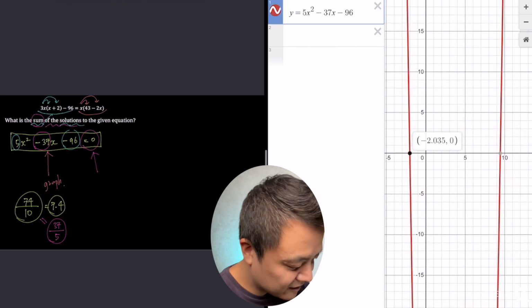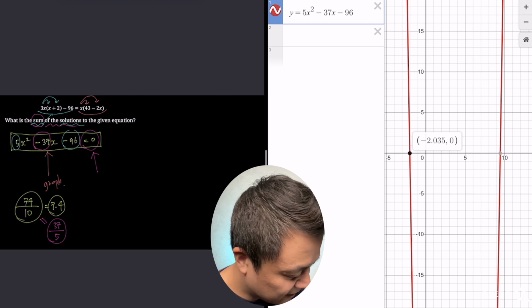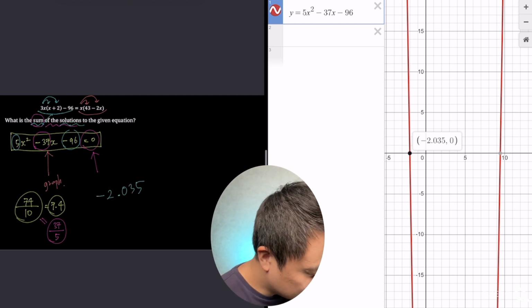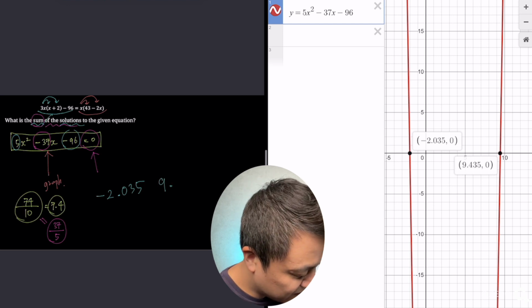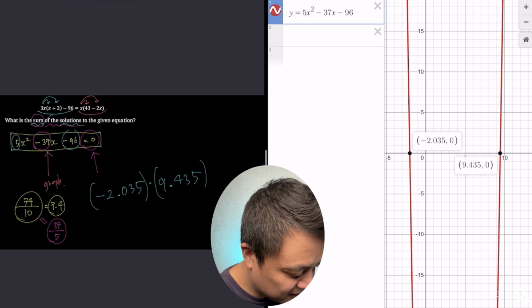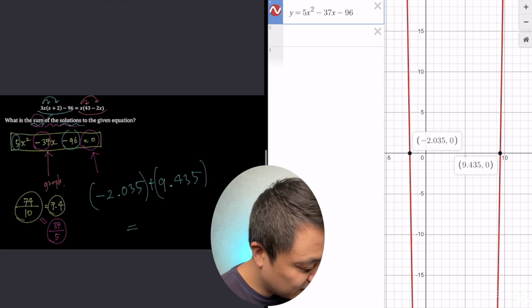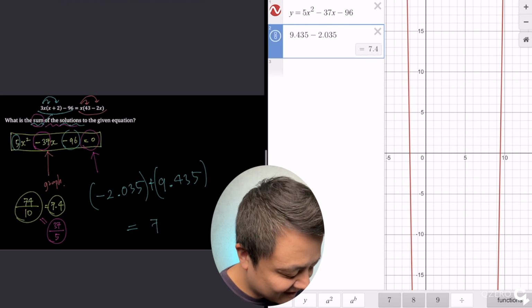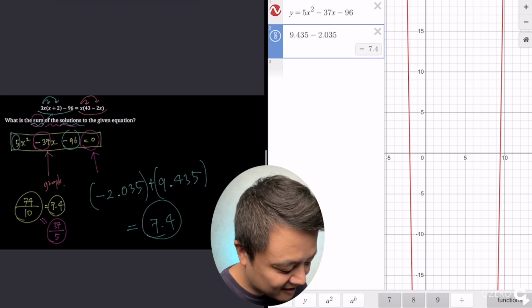So the first x-intercept is located at negative 2.035, and another x-intercept is here. That's 9.435. We found two solutions, and since we're looking for the sum of them, all you have to do is just add them. 9.435 minus 2.035. Yes, we're ending up with the same number.